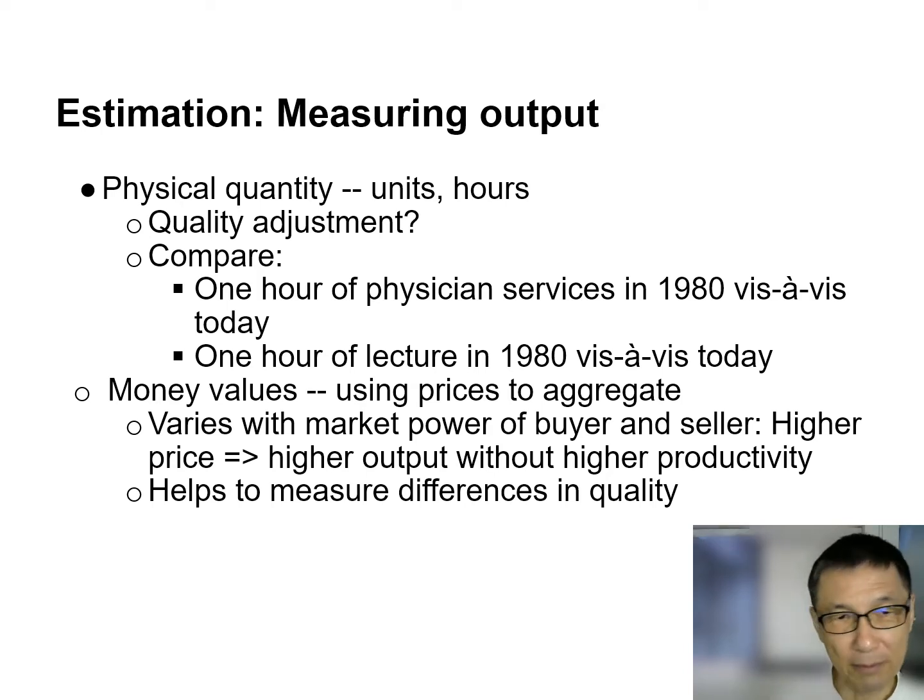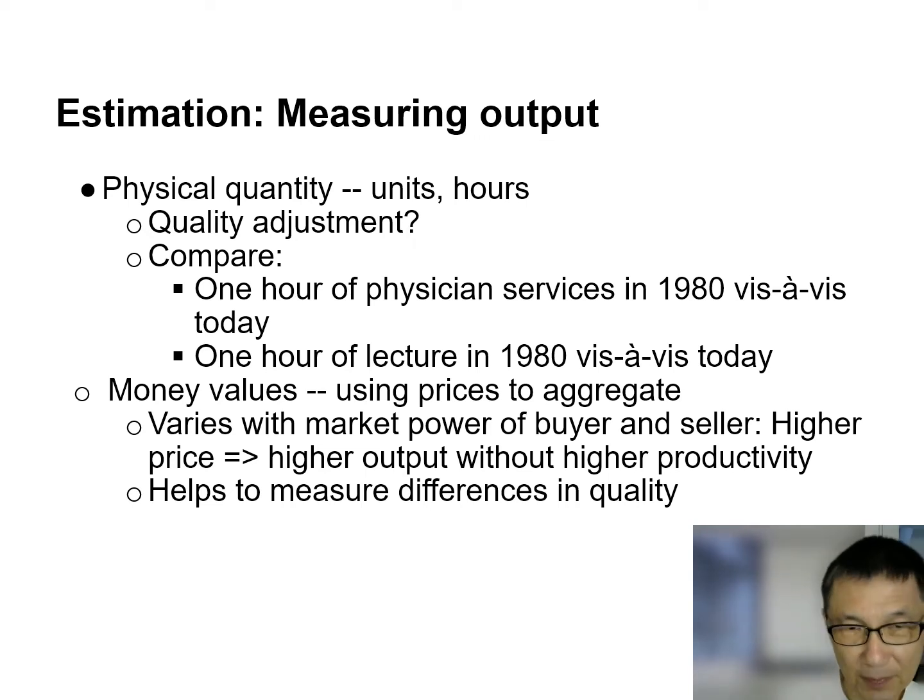So one approach to adjusting for differences in quality is to use prices. So if people are willing to pay more for one physician than another physician, we might say, well, the one which people pay more for is a better physician, providing better services. So that same hour provided by that physician is worth more.